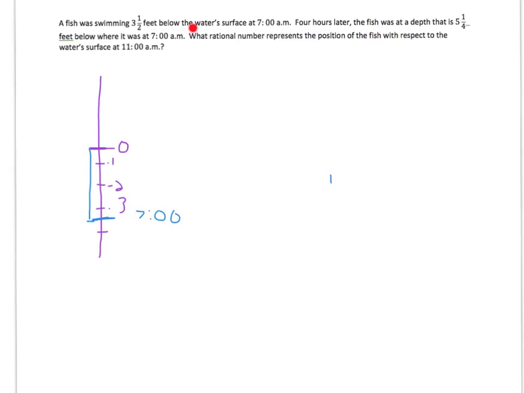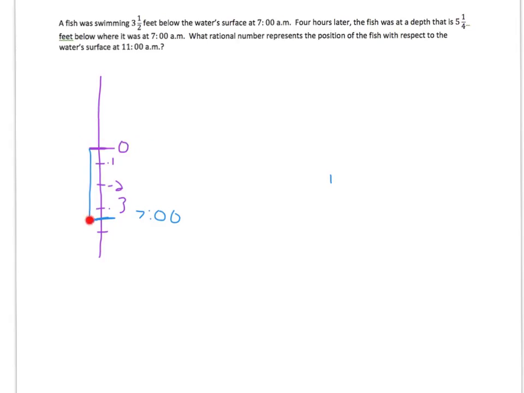So the question that's being asked is really important. What rational number represents the position of the fish with respect to the water surface? So we want to know how far down is it at 11 o'clock. So it's not saying what is the difference between where it was at 7 and where it is at 11. It's saying where is it based on the water surface.